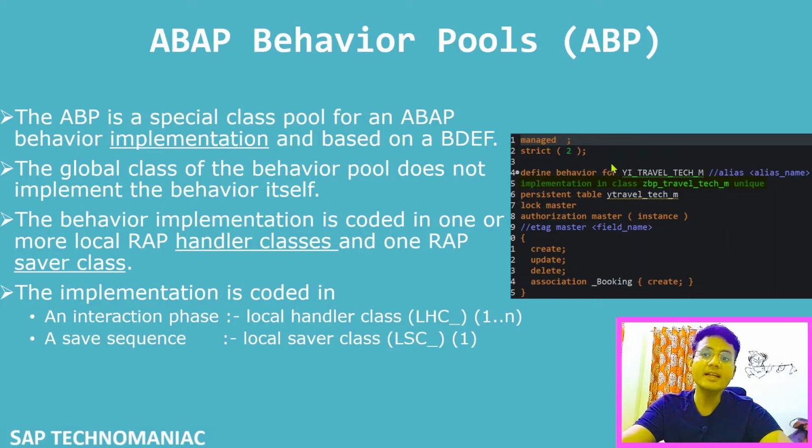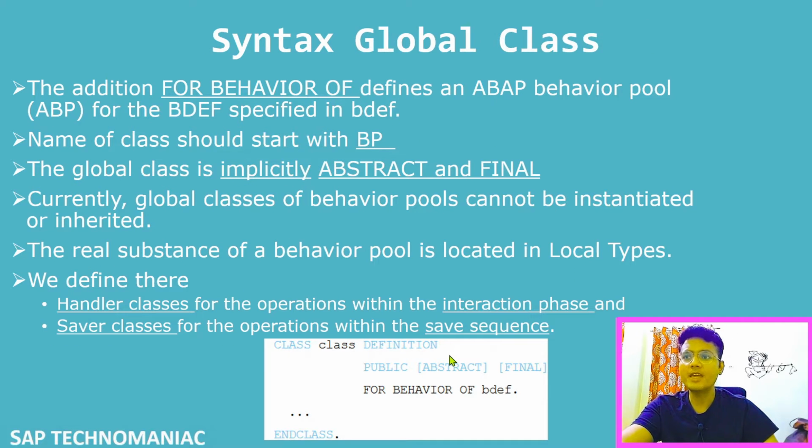In the implementation of the behavior pool class, the name is unique, which means for each operation you will define only one method. For example, in many scenarios, if you want to do create, update, and delete, you have to define a method, one method for one operation. That is what we mean by unique. So this is all about the behavior pool class.